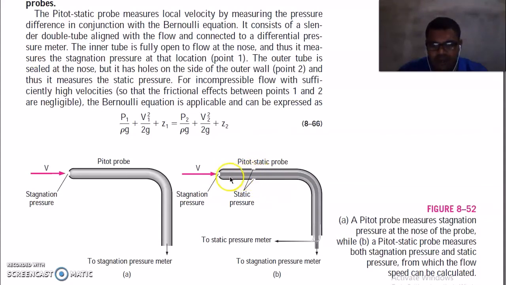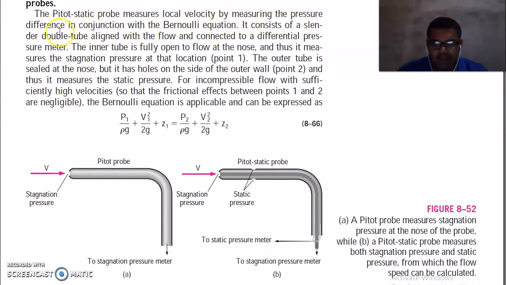So this is two concentric tubes where this tube is open to the atmosphere, and this tube is closed from this side and open to the atmosphere at this point. So it will measure the static pressure, while this will measure the stagnation pressure. And these two are connected here. One, the inner tube, is connected to the stagnation pressure meter, and the outer is connected to the static pressure meter. The Pitot-static probe measures local velocity.